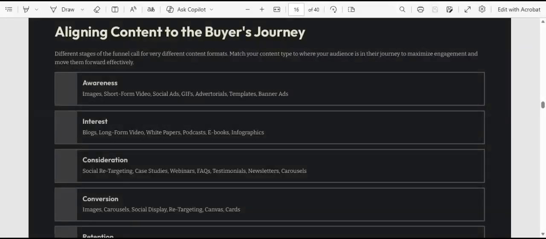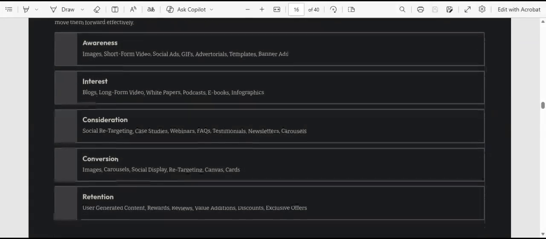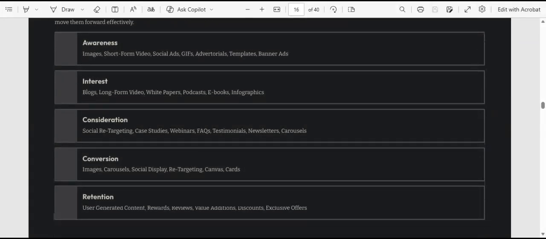Different stages of the funnel call for very different content formats. We need to match our content type to where our audience is in their buyer journey to maximize engagement and move them forward effectively. So we have different stages of the buyer journey. We have the awareness stage, the interest, the consideration, the conversion, and the retention.